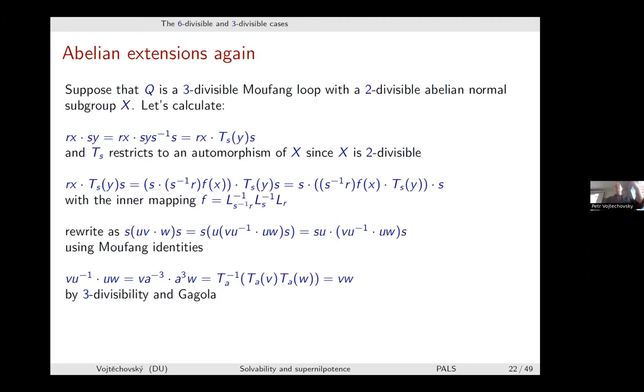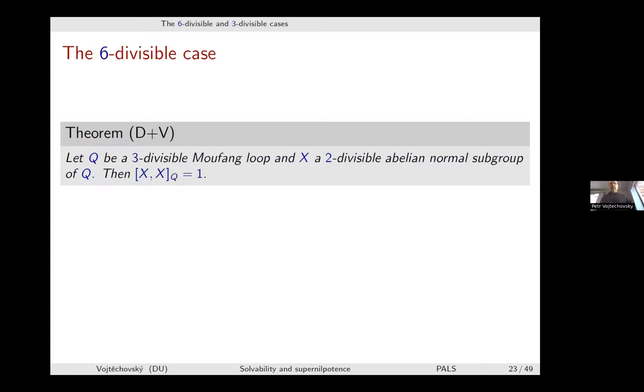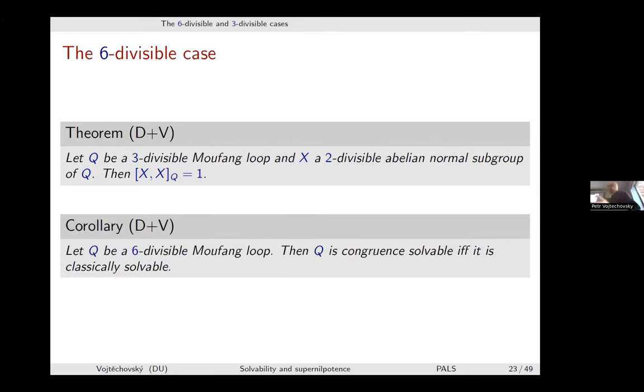The outcome is you can rewrite the expression for these transversals as we have seen before, and see that such an X induces an abelian congruence. But what we need is three-divisibility and also X to be two-divisible. So the conclusion is, if X is two-divisible, then it induces an abelian congruence in a three-divisible Moufang loop. And as a corollary, if it is both two- and three-divisible, meaning six-divisible, then in fact the two theories coincide, whether the loop is finite or infinite. The congruence solvability and classical solvability are the same.